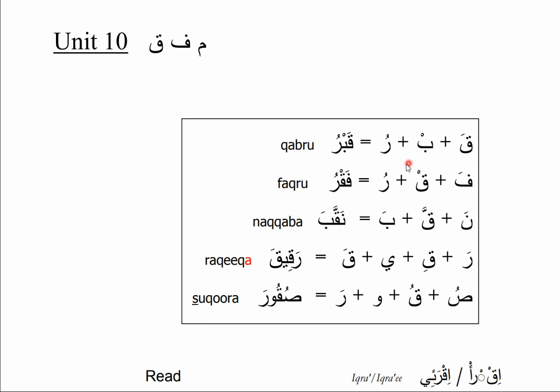Now, qaf, ba and ra, qabru. And ba is also from the shaking letters, the qalqala letters. You cannot stop on qabru. The correct pronunciation is qabru, with shaking. You can hear the sound qab, qab. I'm not saying qabru, I'm shaking the sound. Usually what you do is you stop and pause on the sound.